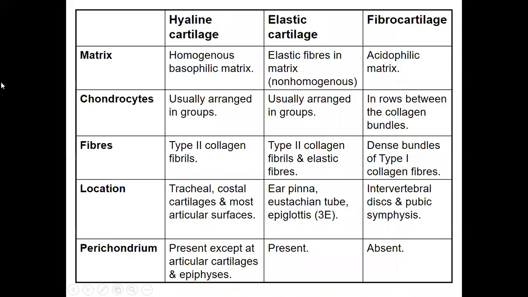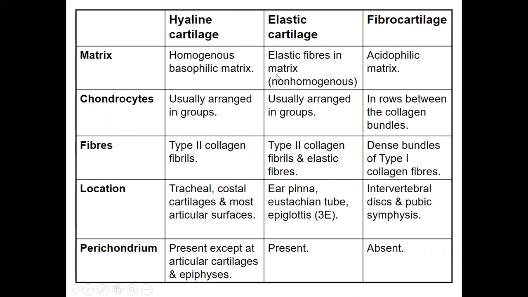Okay, and this table is just to show you the difference between the three different types of cartilage: the hyaline cartilage, elastic cartilage, and fibrocartilage. For the hyaline cartilage, the matrix is a homogeneous basophilic matrix, the bluish color, homogeneous. And for elastic cartilage, there is elastic fiber in the matrix, so it's non-homogeneous, a different color, non-homogeneous.